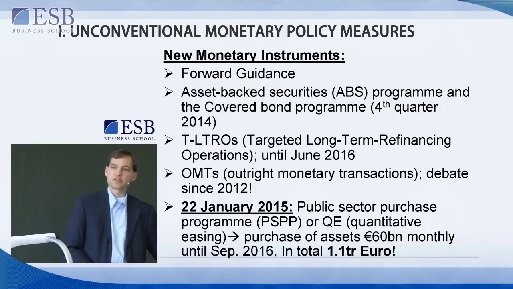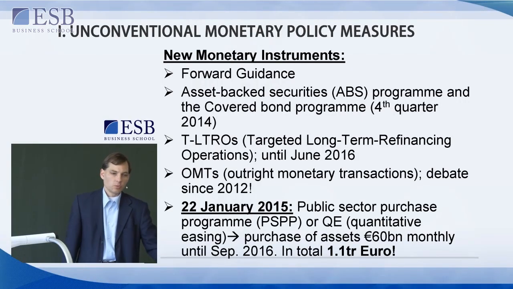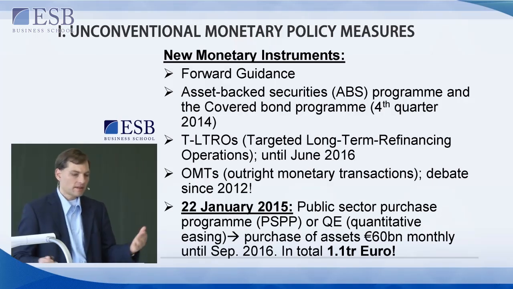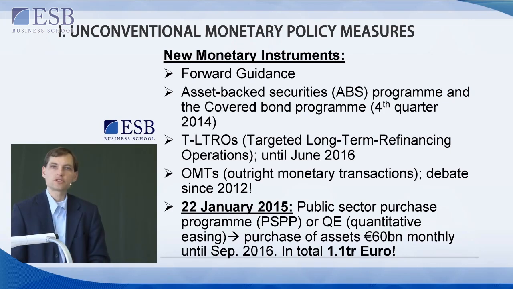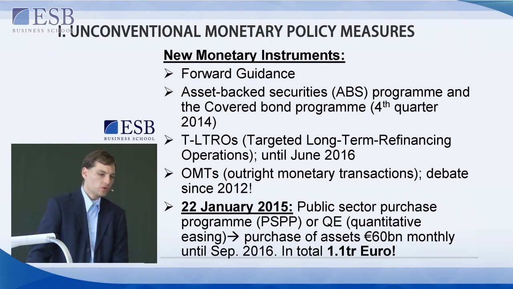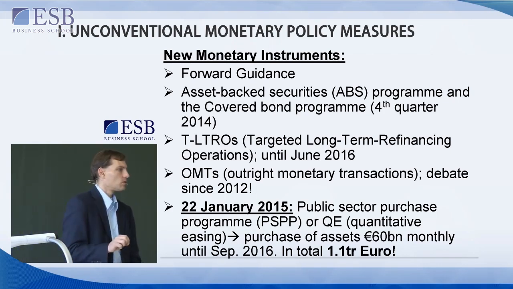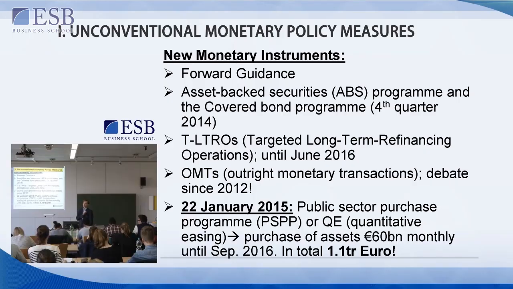So what are these new instruments? Here I have a list which is summarizing the key elements. There were even more, but I just concentrate on the key new, non-standard or unconventional monetary policy measures. So one idea was the idea of forward guidance. Forward guidance was first implemented by the US Fed, the Federal Reserve in the US, and then by the Bank of England. And forward guidance means the following.